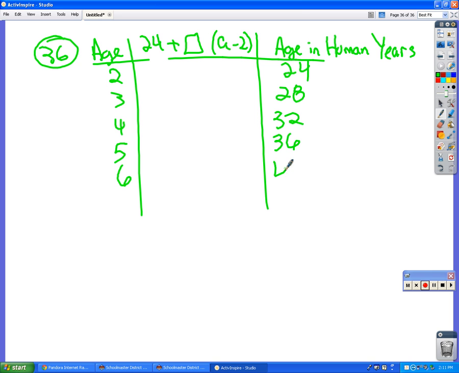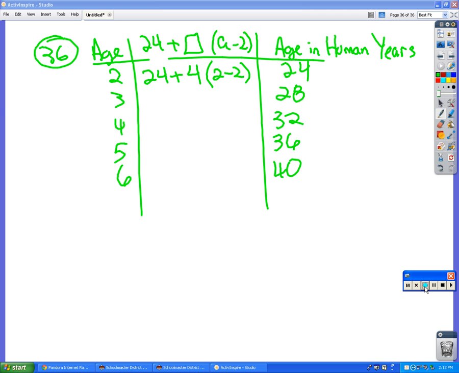And then 40. Okay, so the formula that we're using for this is 24 plus, what are we going up by every time? 4. So in this box there's supposed to be a 4 times 2 minus 2 because the age was 2. So 2 minus 2 is 0, 4 times 0 is 0, and 24 plus 0 is 24.